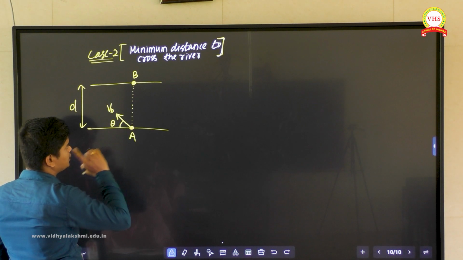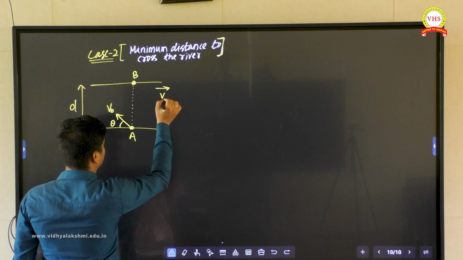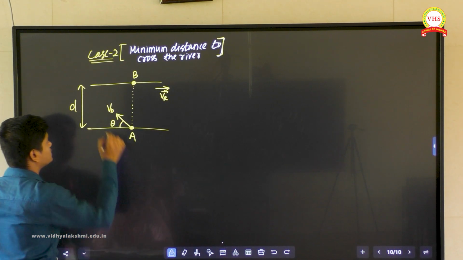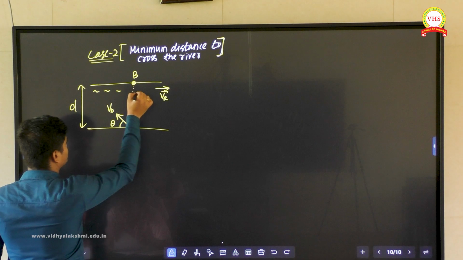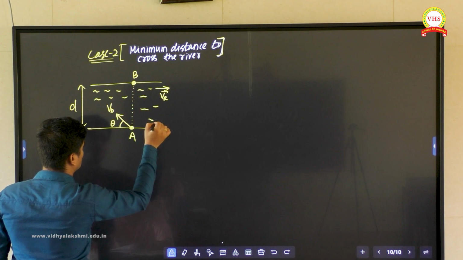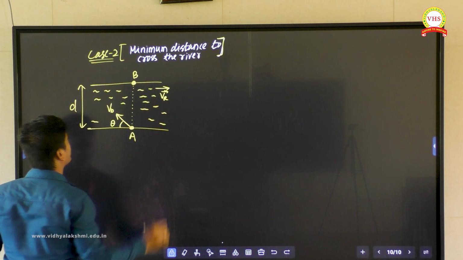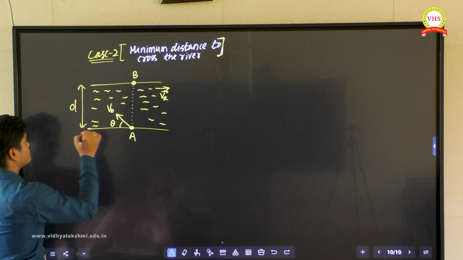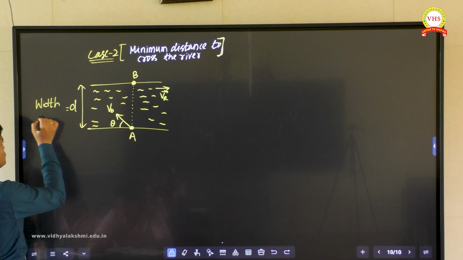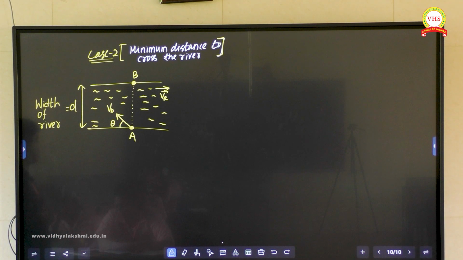Now here water is already there, as you already know. What is the water current? It is VR. VR is the velocity with which the water is going. Water is there in the river. Now this is the width of the river, which you already know. Width of river. Now all of you listen.